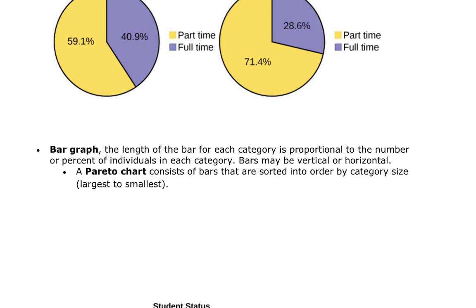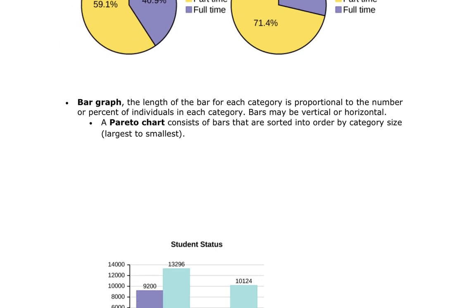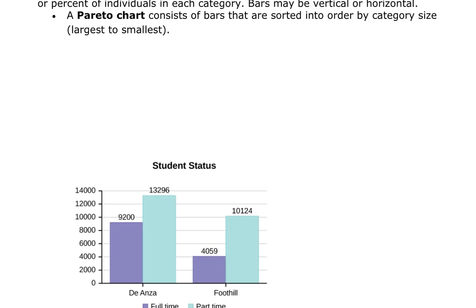A bar graph is also something that you can use, and this is a different way to present it. It doesn't necessarily have to add up to 100%. And there's the Pareto chart, which consists of a bar graph that is sorted by size from largest to smallest. So the first example is just a bar graph. You can see that we have full-time and part-time.